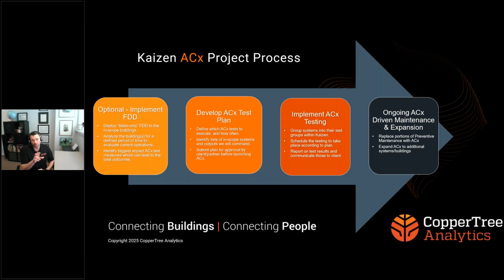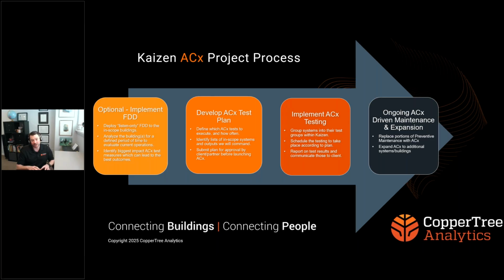But either way, we develop an ACX test plan. So we identify all the systems in the building, and we make recommendations of which systems we will test with what tests. We discuss that with the client, and we come up with a pretty formal document. So there is a formal test plan. It identifies a specific white list of points that we are allowed to target with our ACX testing, which outputs we will write to, and which tests we will conduct when. We make sure the central plant will be enabled as required if there are dependencies there.